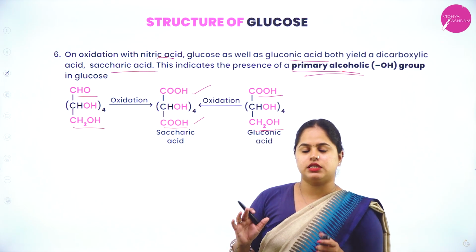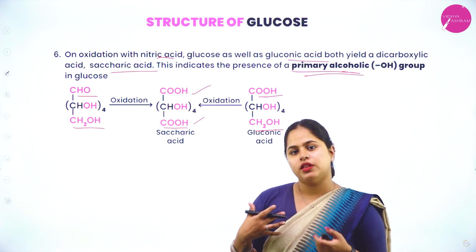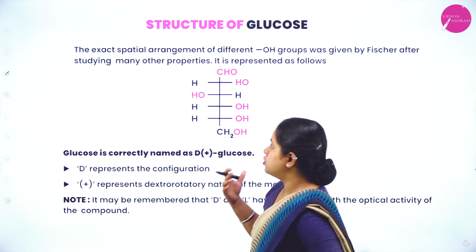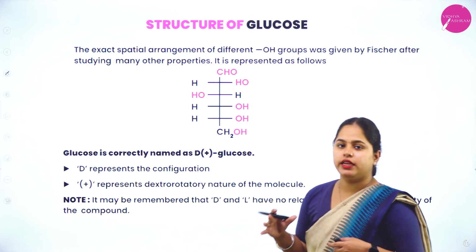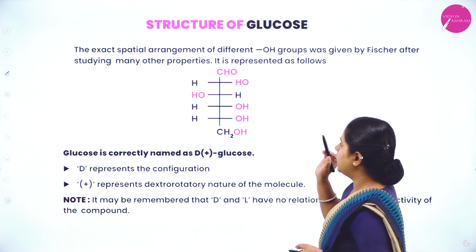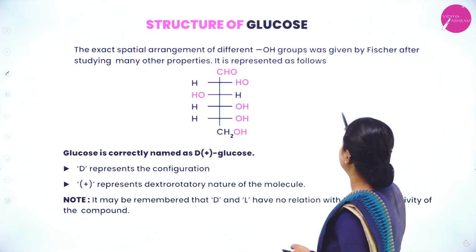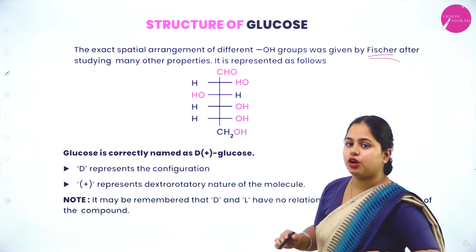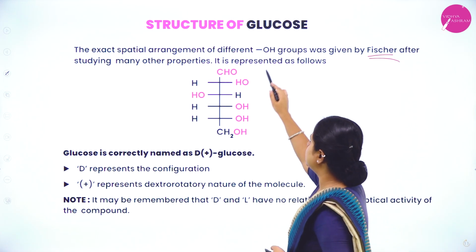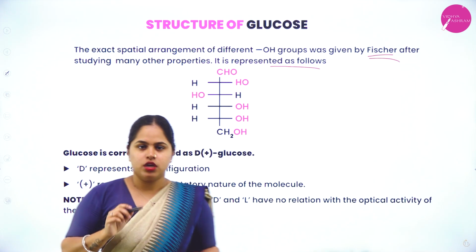All of this were the results that were obtained during the understanding of the structure of glucose. From which we finally understood the structure of glucose, that is, the exact spatial arrangement of different OH groups was given by Fischer. So the structure was given by Fischer after studying many other properties, and it is represented as follows. So let's see.